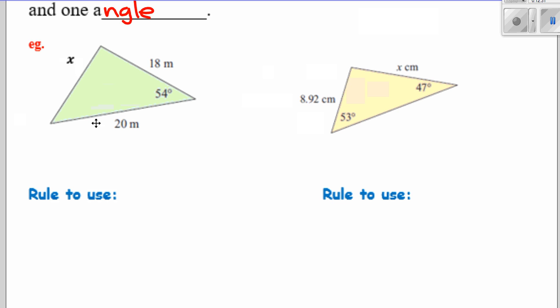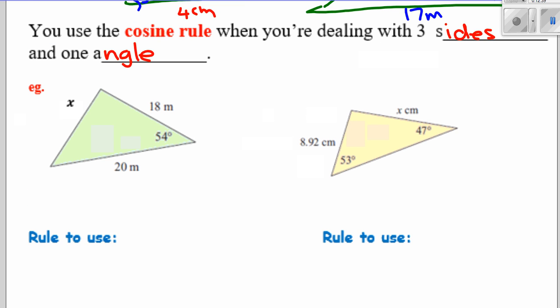Good guess. Yeah, why cosine? Yeah, you're dealing with 3 sides and an angle. So cosine rule for a side or an angle? Yeah, exactly, because we're trying to find the missing side. Yeah, because we have 3 sides and an angle.